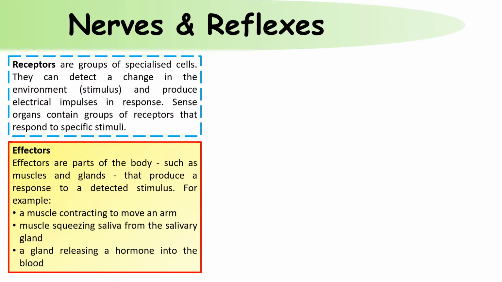Sense organs contain many groups of receptors that are specific to certain stimuli. An effector is a part of the body, such as a muscle or a gland, that produces a response. The main examples of effectors are muscles contracting, muscles squeezing glands so some sort of enzyme or chemical is produced, or glands releasing or being triggered to make certain hormones.